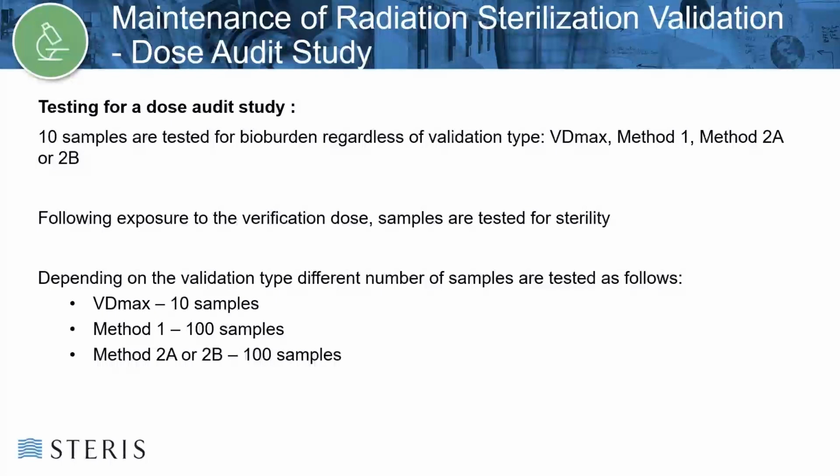So what needs to be completed for a dose audit study? 10 samples are tested for bioburden regardless of the validation type, so be that VD-max, method 1 or method 2. Following exposure to verification dose, the samples are then tested for sterility. Depending on the validation type, different numbers of samples are required for this sterility test. So for VD-max, 10 samples are tested for sterility, whereas for method 1 or method 2, 100 samples would be tested.